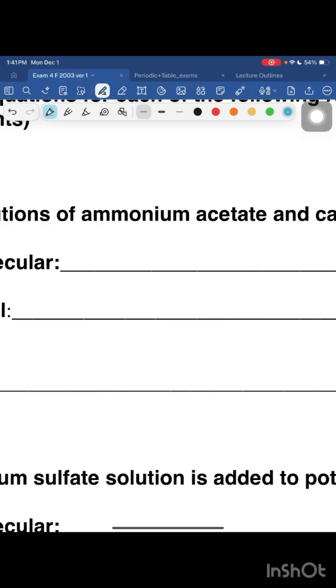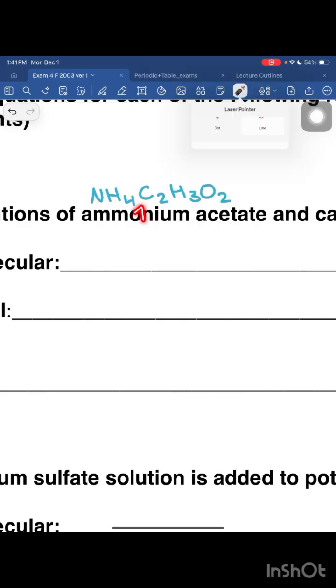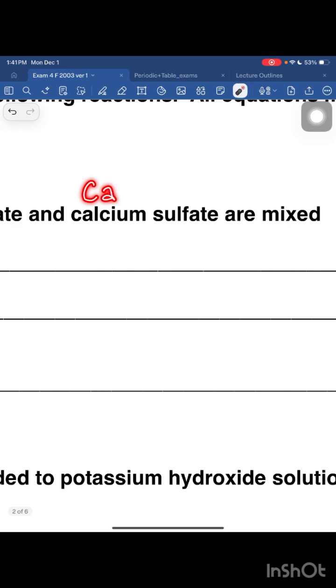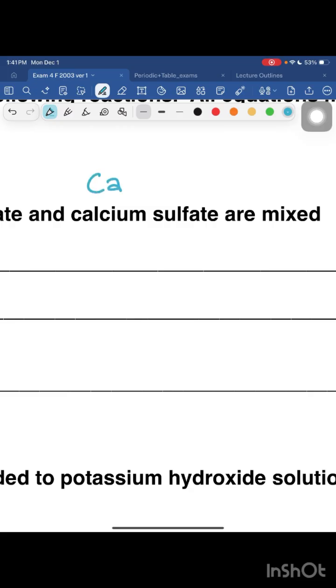So ammonium acetate, that's NH4C2H3O2, because both of these have a one charge. This one's +1, and this one's -1, so they balance evenly. We've got calcium, which has a 2+, and this is SO4, which has 2-. So since it's a 2+ and a 2-, that's just CaSO4, calcium sulfate.